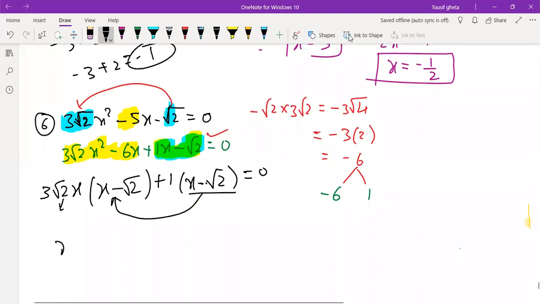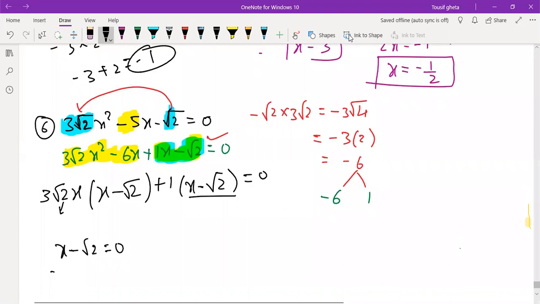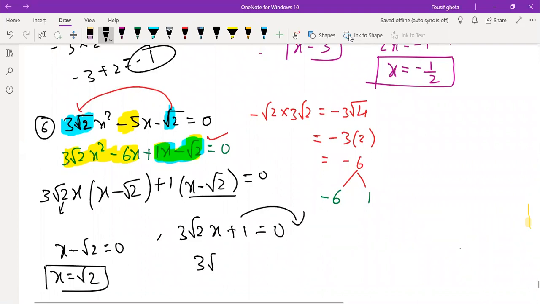So the answer is x minus root 2 is equal to 0. So x is equal to root 2, correct? Another answer is 3 root 2 x plus 1 is equal to 0. This will come here, 3 root 2 x is equal to minus 1. We'll get x is equal to minus 1 by 3 root 2. That's it, yeah. So simple it is.